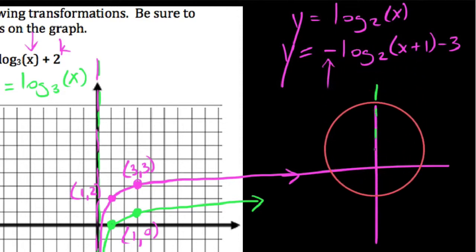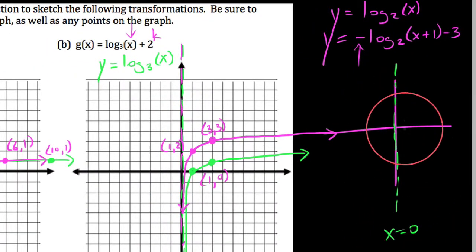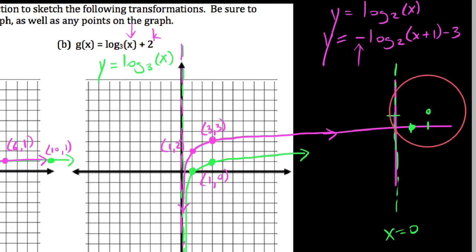So as far as the parent function goes, again, it has a vertical asymptote at x equals 0. It goes through the point (1, 0). In this case, since it's log base 2, we say, well, let's plug in 2 for x because we'd get 2 to the 1 equals 2. So we say (2, 1) would be on this graph. All right, so basically I've got the entire parent function right here.